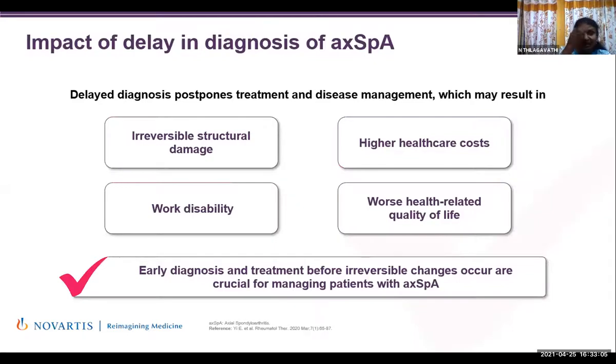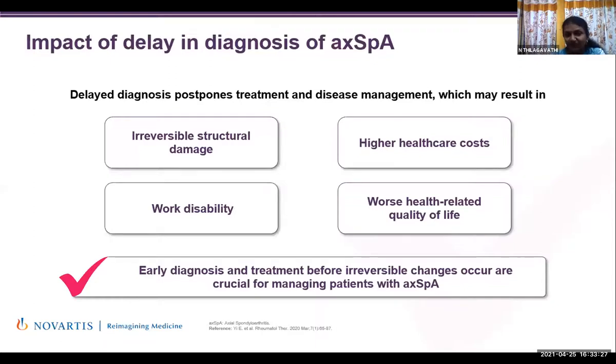So what is the problem with delay? As I told you, if the patients are prone to progress in the disease, and if we are able to catch them at an early stage and intervene early, then irreversible structural damage can be prevented, and this can be done by biologics.